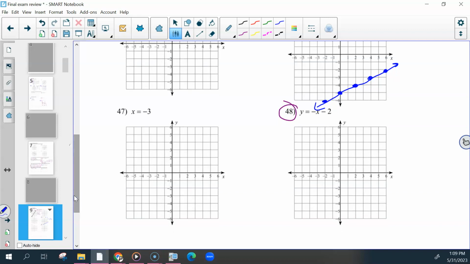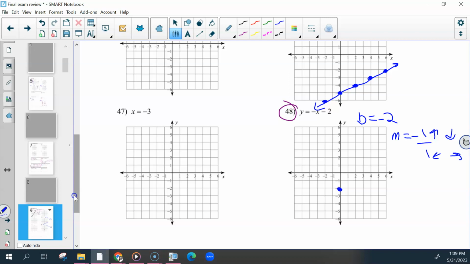For number 48, start at your y-intercept -2. What's your slope of this one? -1. Just -1. So you can think about that like -1 over 1. So in order for it to be negative, only one of the directions can be negative. So up and right, or down and left. So we can go up, sorry, I did that backwards. Up and left, or down and right.